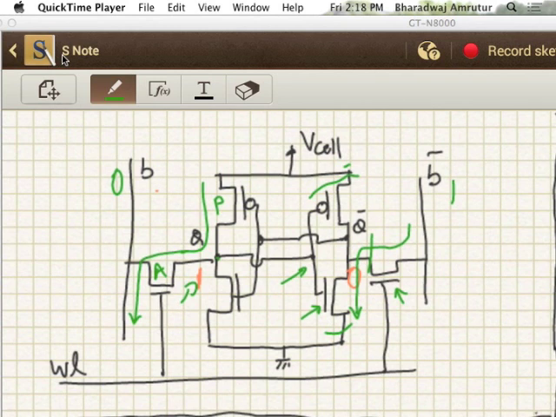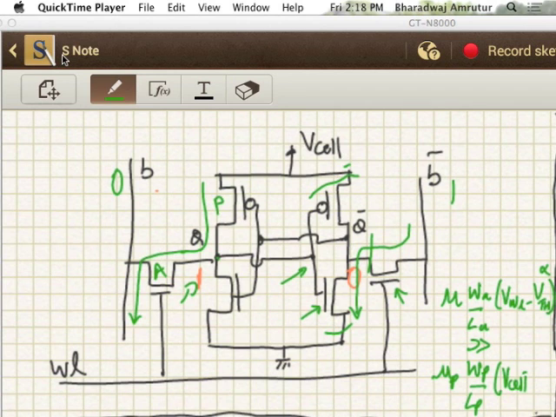So really the writes will only happen if the drive strength of the access device, mu A times (W/L)A times (V word line minus V threshold), is bigger than mu P, the pull up, times (W/L)P times (V cell minus VTH). So you need to have this condition guaranteed.